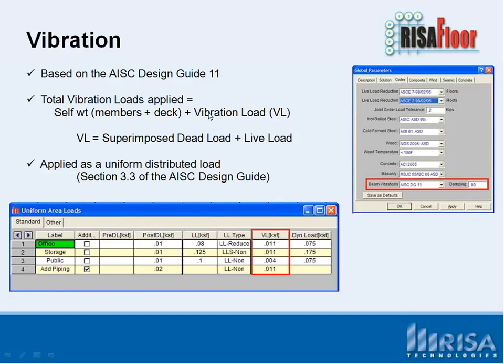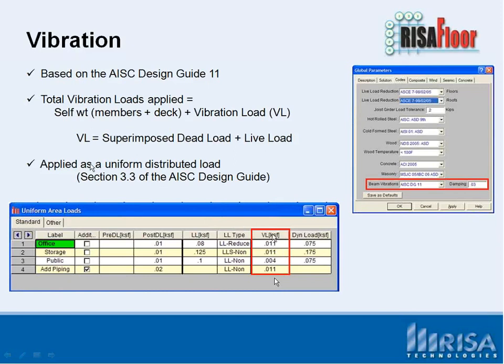And the vibration load is going to be added into that, and what we call a vibration load here is a superimposed dead and live load. You may want to adjust that superimposed dead and live load. We're not going to take the pre-composite load, the post-composite load and the live load and make an assumption that that's your vibration load. So right here in your uniform area loads, you have the control to change that vibration load to be whatever combination of superimposed dead and live that you need.